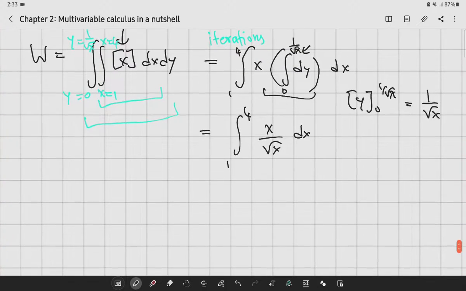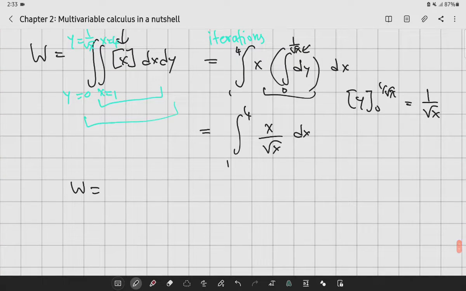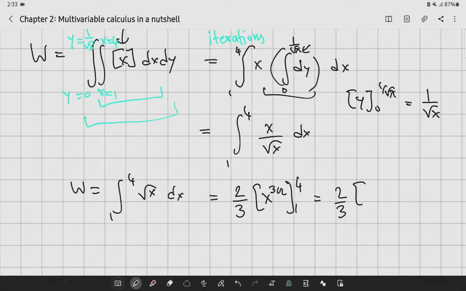Now, this will simply give me the integral from 1 to 4 of square root of x dx, and this is nothing but 1 plus a half is 3 halves, so I have 2 over 3, x raised to 3 over 2 from 1 to 4. And if I do this carefully, I'll have 2 over 3, 8 minus 1. So I'll have 14 over 3. Let me just make sure this is right. Yeah, perfect.